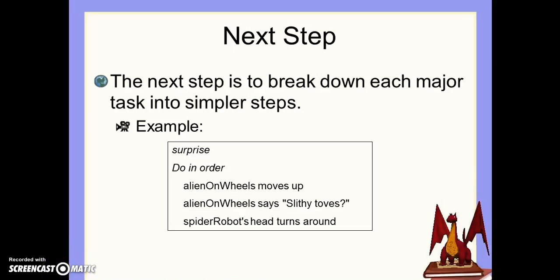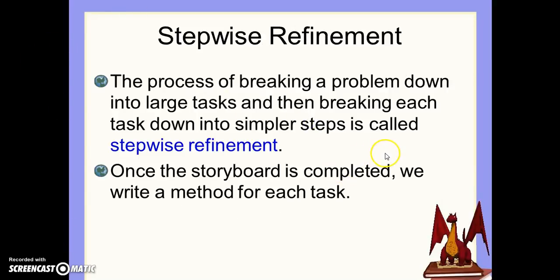All right, so the next step then is to break down each major task into smaller, simpler steps. So the surprise method would consist of a do-in-order control structure, having the alien on wheels move up, having the alien say slippy toes, and then finally the spider robot turns his head around. Okay? By doing this, we are putting into play a process known as stepwise refinement.